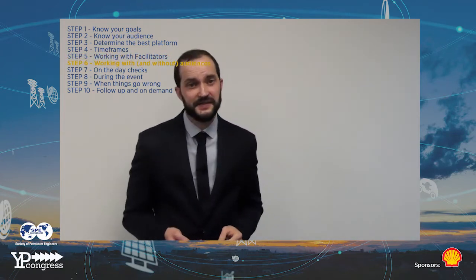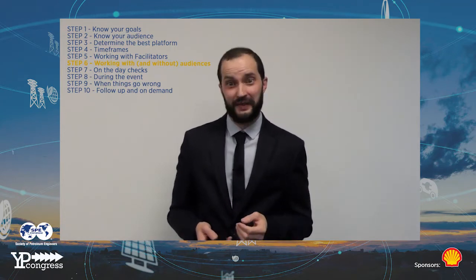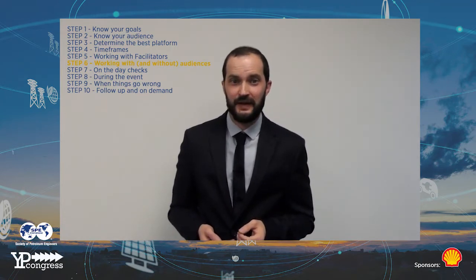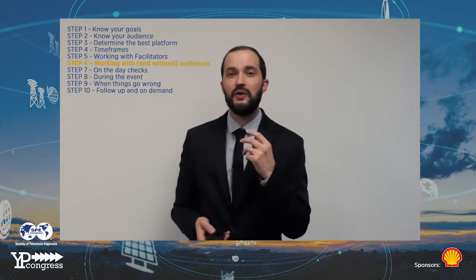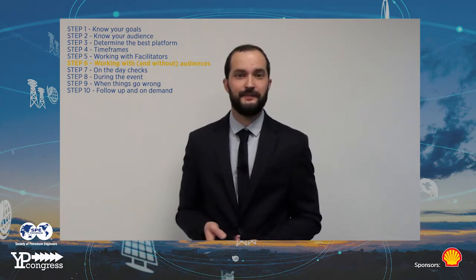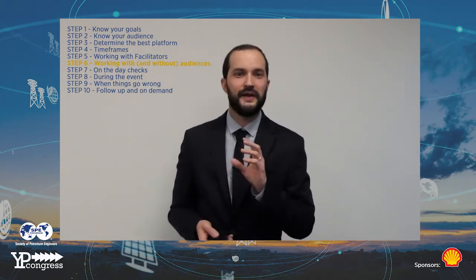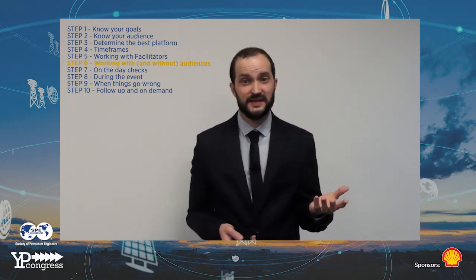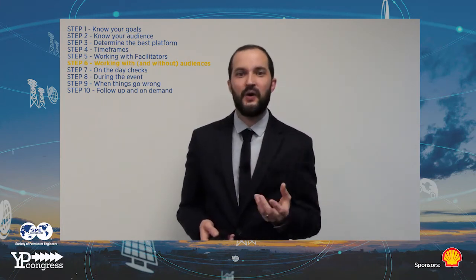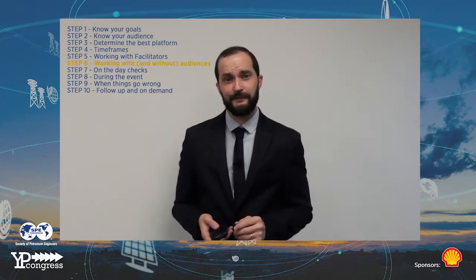So now step 6, working with and without audiences. Step 6 is to consider how your event will engage with audiences. We've already explored what we can expect with regards to attendance, but now let's think about what we're expecting people to do on the day.